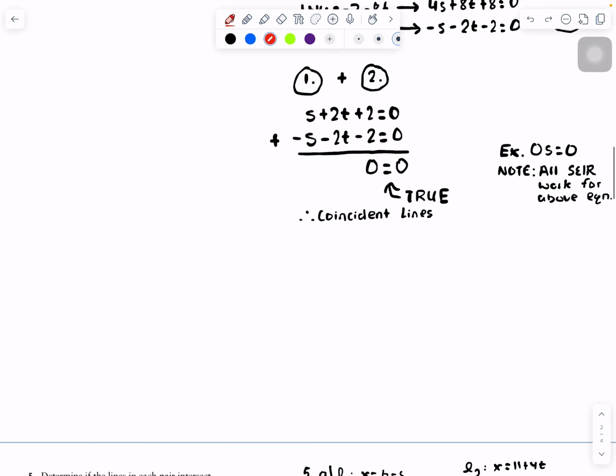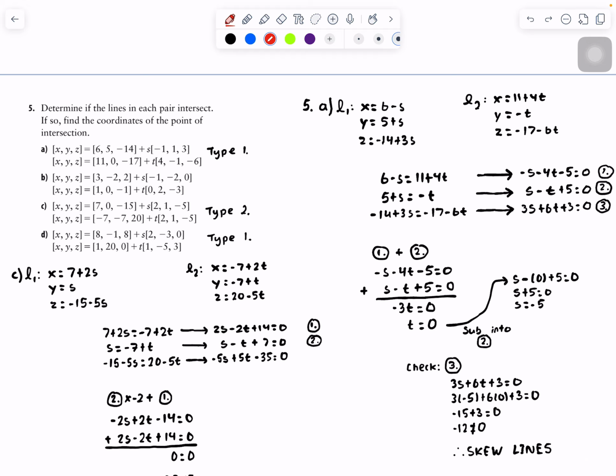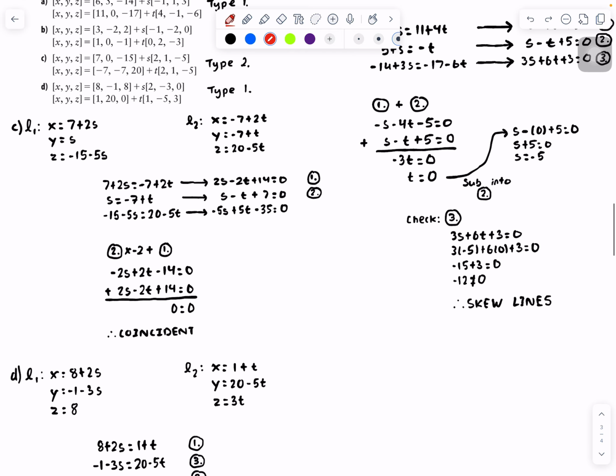Okay, moving on. Question 5. Here I'm actually doing 3 questions, so this is a bit different from the homework you're given. You're only expected to do 5A and C. I'm doing 5A, C, and D for you guys.